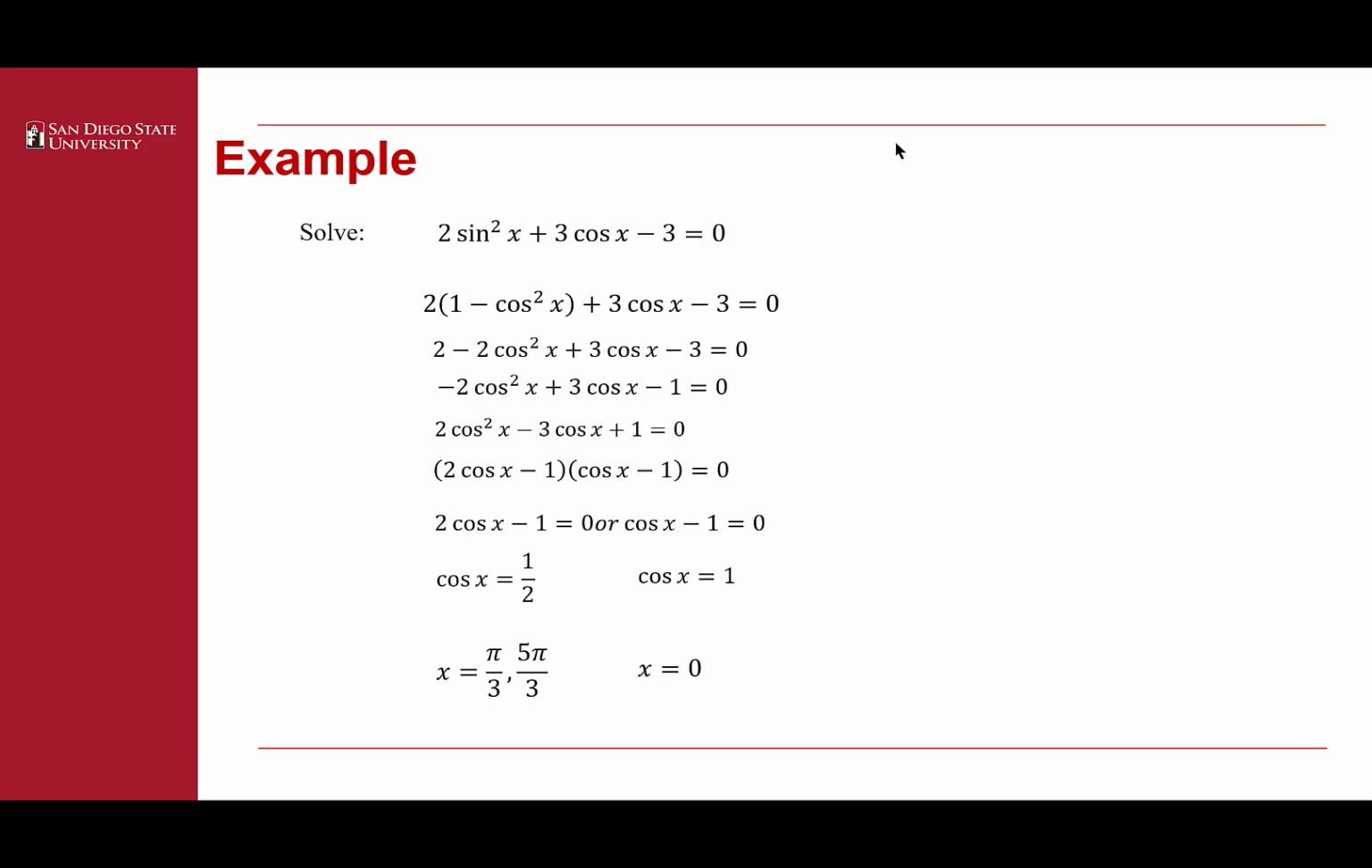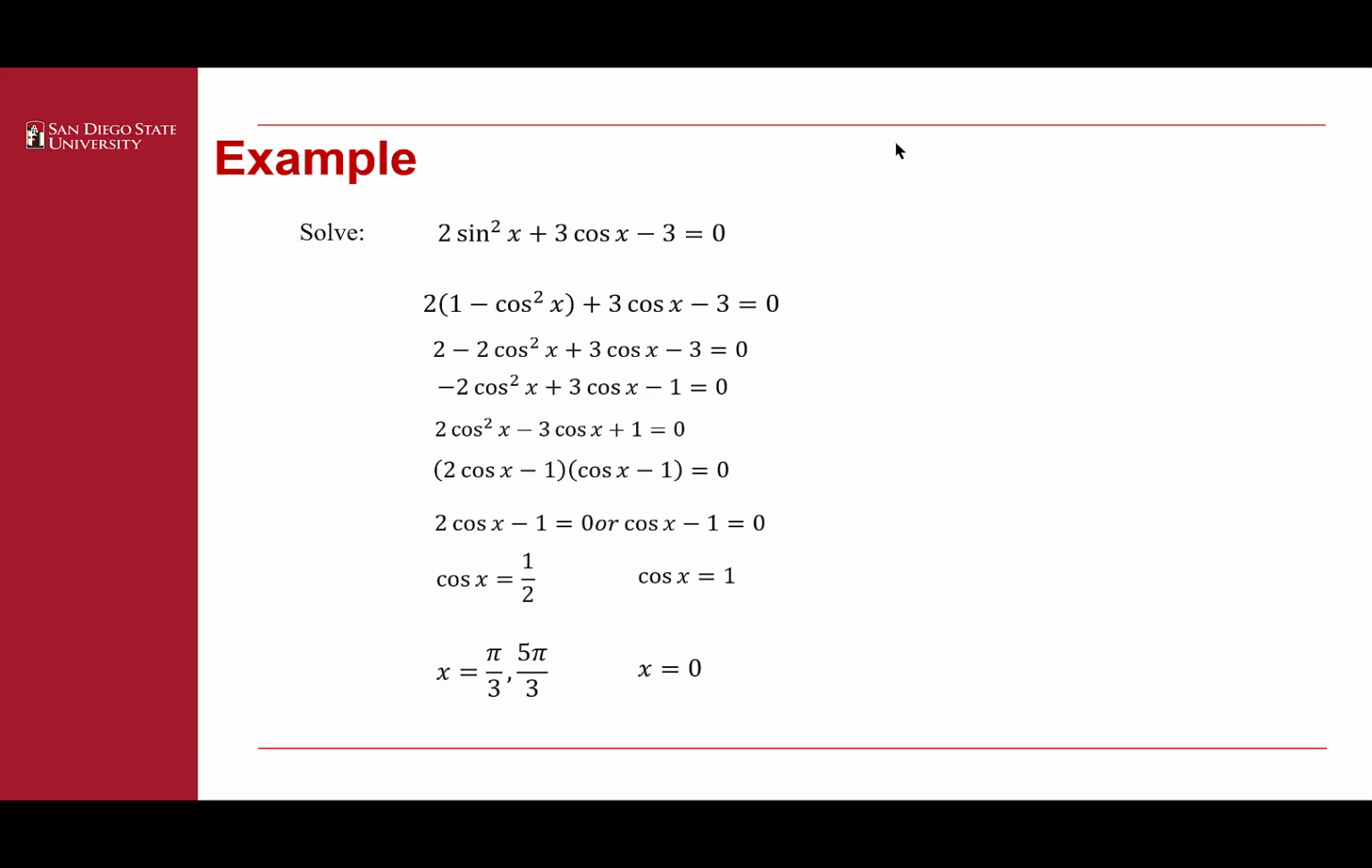x. So if we convert sinus square x using this relation, we get 2 times 1 minus cosinus square x plus 3 times cosinus x minus 3 equals to 0. And the main reason we are doing this is, in this equation, we have 2 different trigonometric functions, sinus and cosinus. So a good thing to do is reducing this variety to only 1. If we have only one trigonometric function, the question will be much easier.